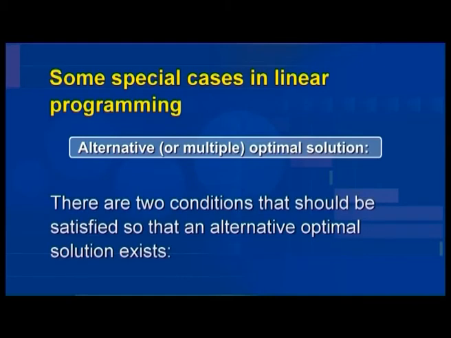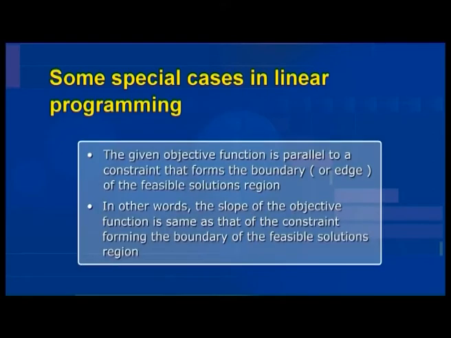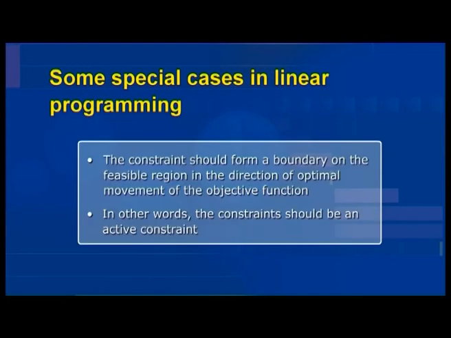There are two conditions that should be satisfied so that an alternative optimal solution exists. The given objective function is parallel to a constraint that forms the boundary or edge of the feasible solutions region. In other words, the slope of the objective function is the same as that of the constraint forming the boundary of the feasible solutions region. And the constraint should form a boundary on the feasible region in the direction of optimal movement of the objective function. In other words, the constraint should be an active constraint.